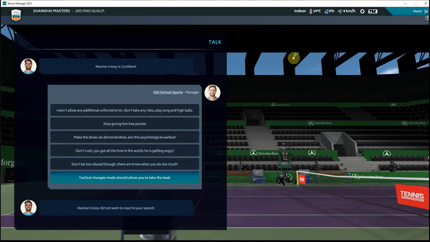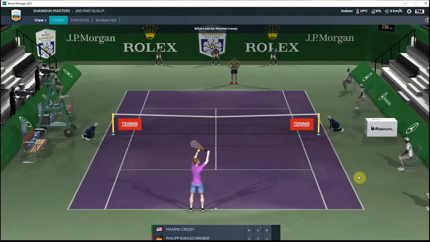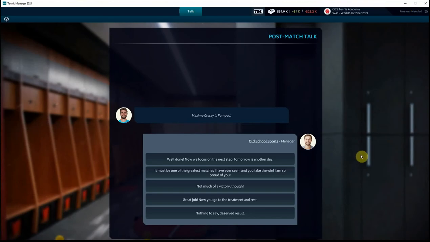We haven't made any tactical changes, but we're going to tell him that those tactical changes are going to make the difference, and they seem to be helping. We did get an early break, another break, 6-1 in the final set, so a 6-3, 6-7, 6-1 victory for Maxime Cressy in qualifying for the Shanghai Masters.